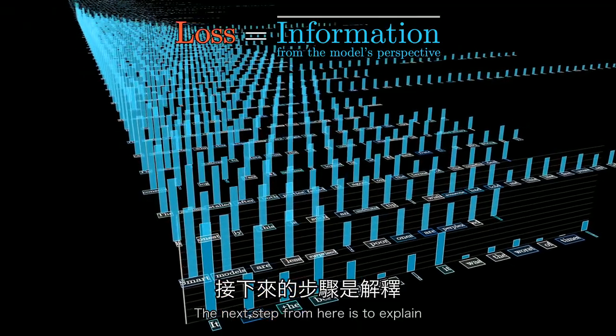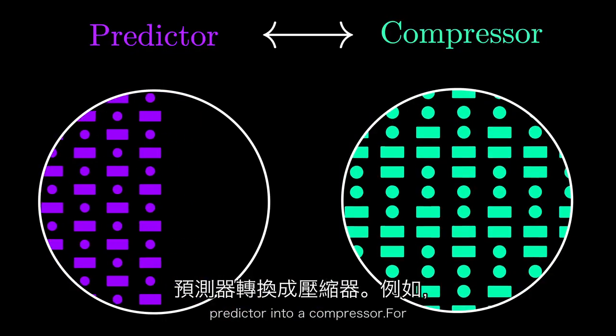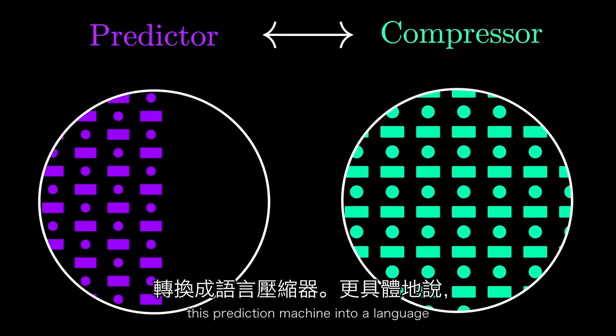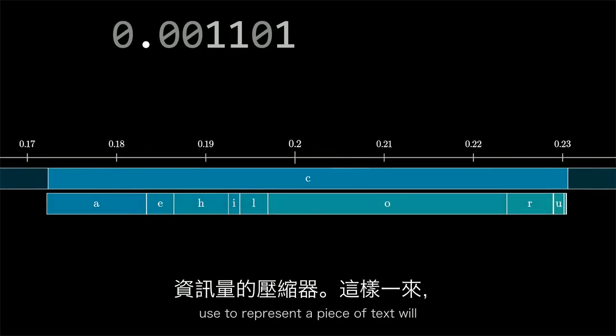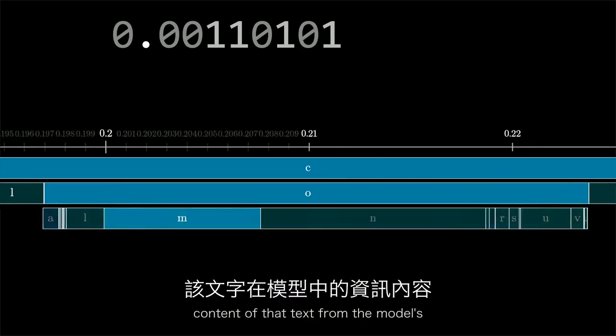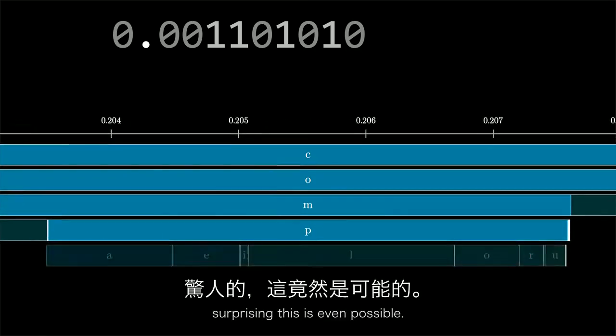The next step from here is to explain how it's possible to turn a general predictor into a compressor. For instance, turning a language model, this prediction machine, into a language compressor. More specifically, one where the number of bits that you use to represent a piece of text will approximately match the information content of that text from the model's perspective. It's actually very surprising this is even possible.